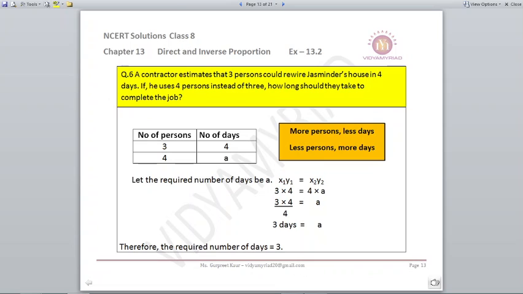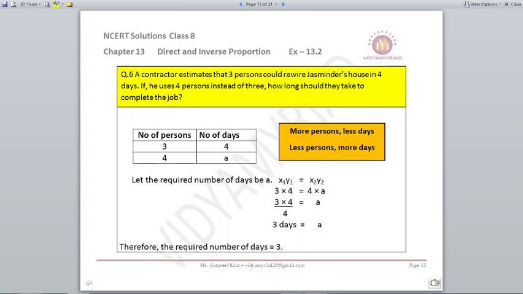Question number 6. A contractor estimates that 3 persons could rewire Jasminder's house in 4 days. If he uses 4 persons instead of 3, how long should they take to complete the job? Now, two parameters are persons and days. 3 persons were there, they will finish in 4 days. Now persons are increased to 4. So what will happen to days? Definitely their work will finish fast, so the number of days will be less.